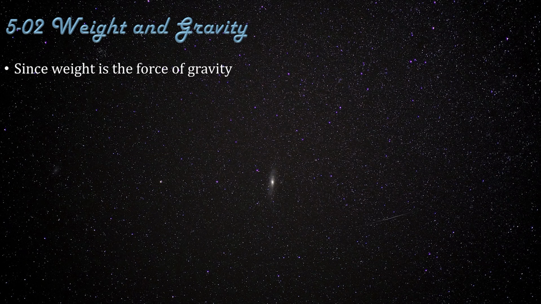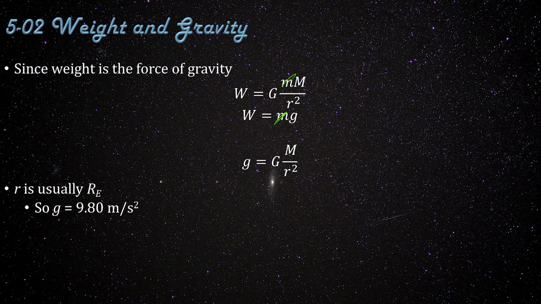Since weight is the force of gravity, our weight is equal to GMM over R squared. But we were calculating weight by mg. So if I make those equal to each other, the little m's would cancel out, and so the acceleration due to gravity is GM over R squared, where M is the mass of the Earth, or the center of whatever was providing the gravity for the weight. And R is usually the radius of the Earth, so when you plug in all that, g is 9.8 meters per second squared.